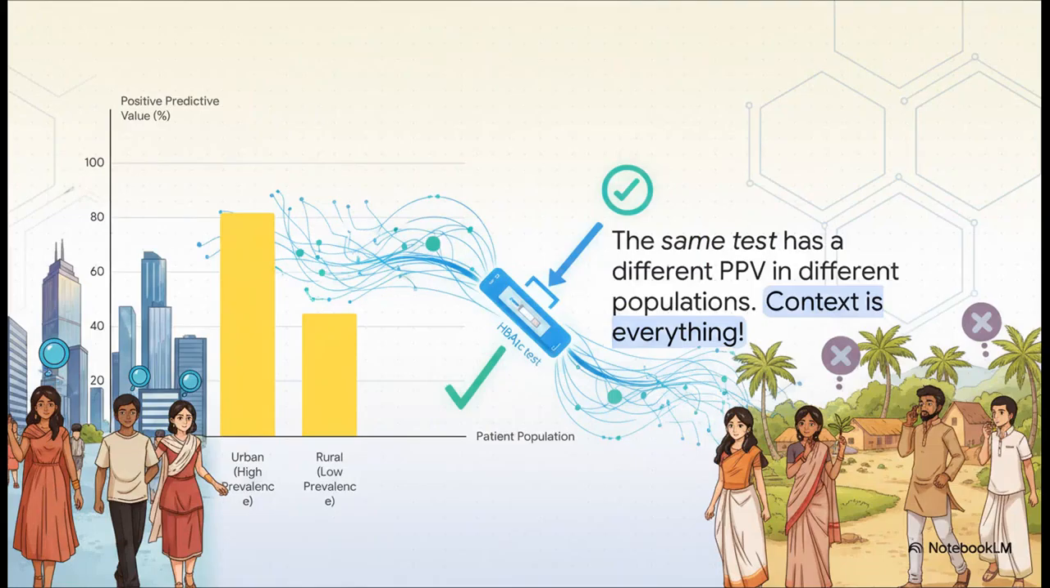And hey, this isn't just theory. Check out this real-world data from India. We're looking at the exact same HbA1c test for diabetes. In urban areas, where diabetes is more common, it has a strong PPV of 82%. But take that same test to rural areas, where diabetes is less common, and the PPV craters to just 45%. A positive test there is actually more likely to be wrong than right. This is why we don't just screen everybody for everything.